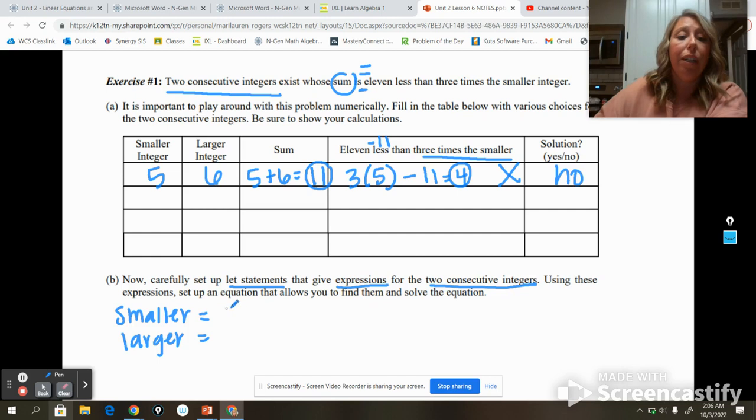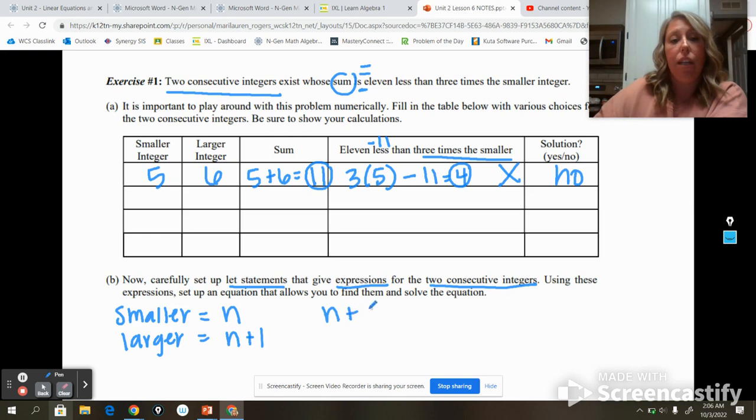So the smaller number, we're going to let that equal n. That's going to be our let statement for the smaller number. And then the larger number, because these are consecutive, is going to be n plus 1. So when you set that up according to the information we were given at the top, their sum is 11 less than 3 times the smaller integer. Sum means we need to add these two together.